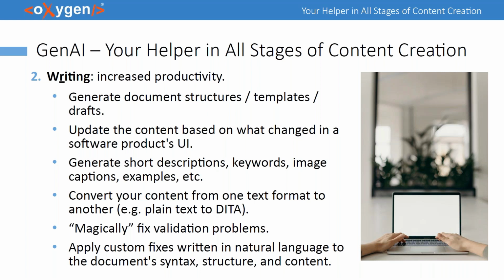And I remember that in my previous webinar about Positron, I showed this, how you can use only the validation message and the content, give this to the AI, and it can give you back a fix. And finally, you can apply custom fixes written in natural language to your document's syntax and to the structure and to the content. For example, by using quick fixes in Schematron. And again, this is something I showed in my previous webinar, and I also have an example today.